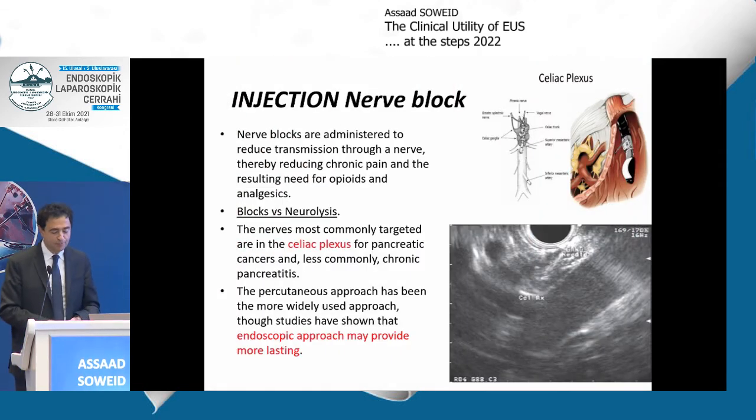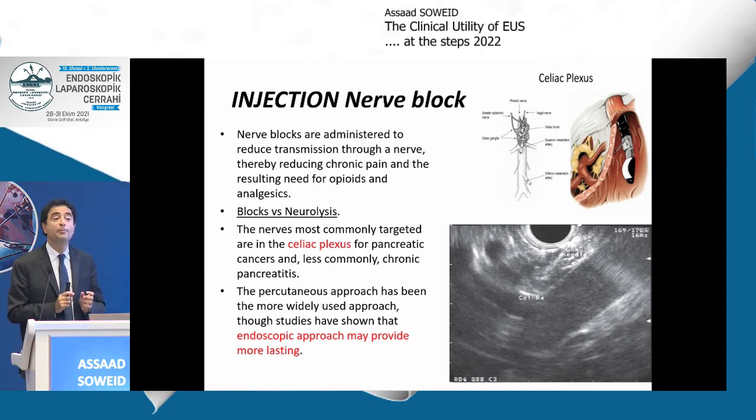So let's start with the nerve blocks. We know that the celiac axis is very nicely visualized, the aorta and the celiac axis and the celiac artery, and this is the celiac plexus, even the celiac ganglia. So in case you have patients with chronic pancreatitis and a lot of pain, we can target this area with a needle, and we can target even the ganglia and inject steroids. You can inject basically things like lidocaine, like anesthetics, but not alcohol.